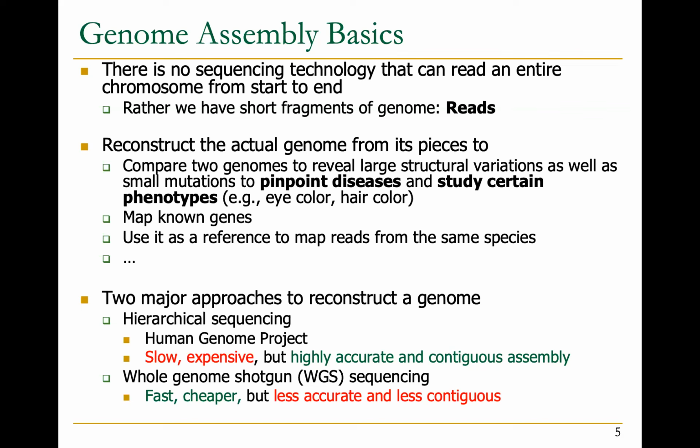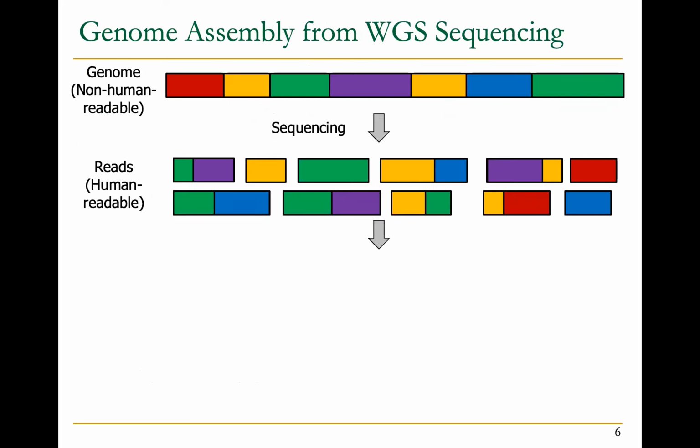Another approach is called whole genome shotgun sequencing, which is usually fast and relatively much cheaper compared to hierarchical sequencing. But it is less accurate and less contiguous. It usually generates short reads with erroneous reads, with a relatively high error rate. So let's focus on how to construct the genome assembly from whole genome shotgun sequencing.